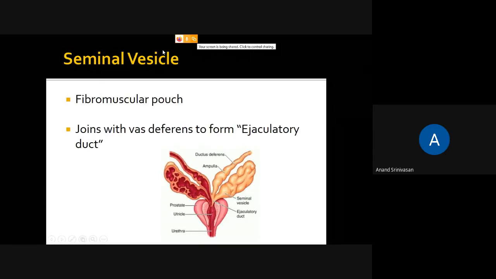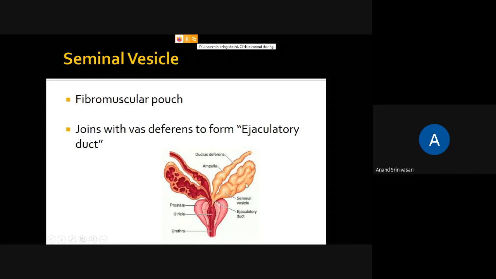All right. Now let's see about the seminal vesicle. Here you can see the prostate gland and the prostatic urethra. Here you can see the vas deferens, which is located medially. Lateral to the vas deferens, the seminal vesicle is located. Now the vas deferens and the seminal vesicle join together to form the ejaculatory duct, and this ejaculatory duct opens into the prostatic urethra.